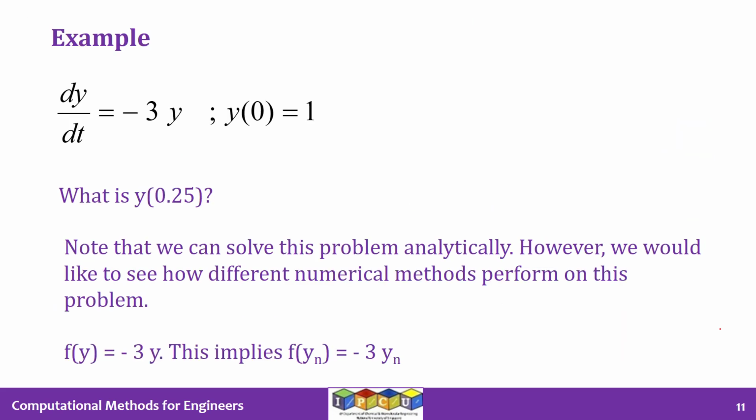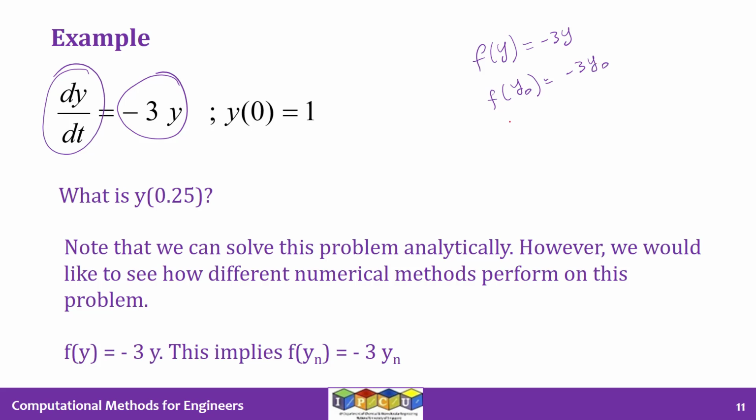So if you look at this example, this is dy by dt is equal to f of y, where f of y is equal to minus 3y. So f of y naught is going to be equal to minus 3y naught, f of y1 is going to be minus 3y1, et cetera. And the initial condition y naught is given to be 1. So this is given; this is the IC. We are asked what's the value of y at 0.25.